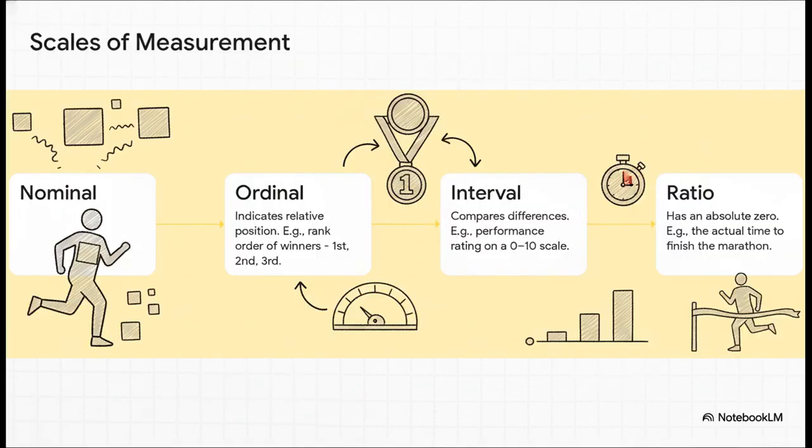So, once we have the data, we need to know what kind of data it is. There are basically 4 levels or scales. Let's use marathon runners to explain it. First, you have nominal, which is just a label, like the number on their shirt.